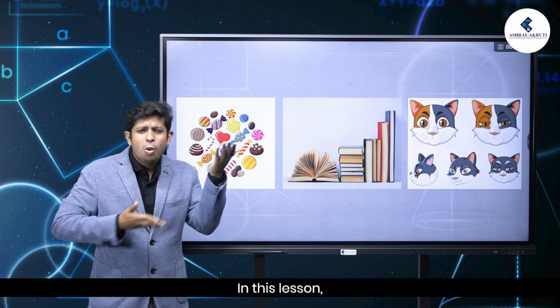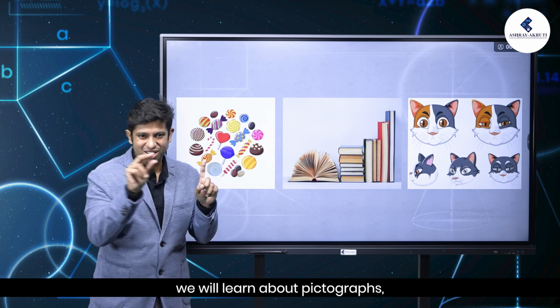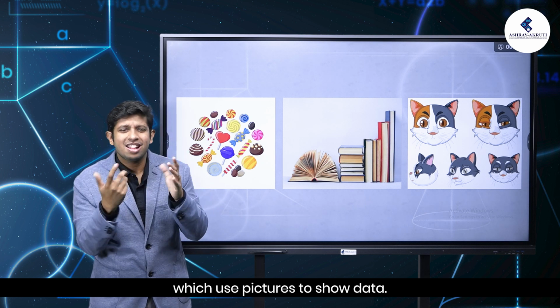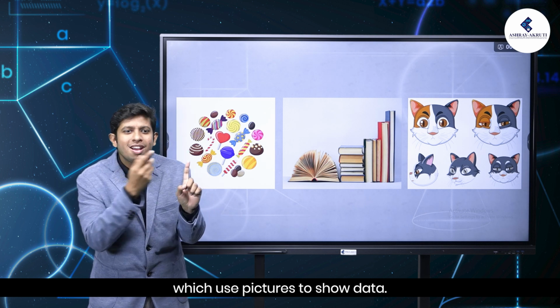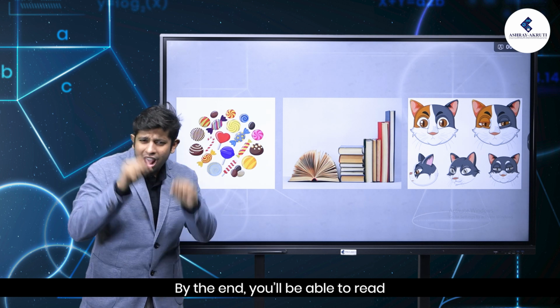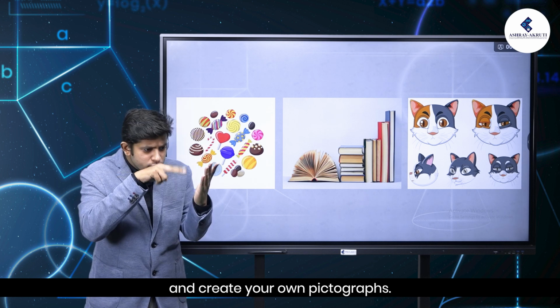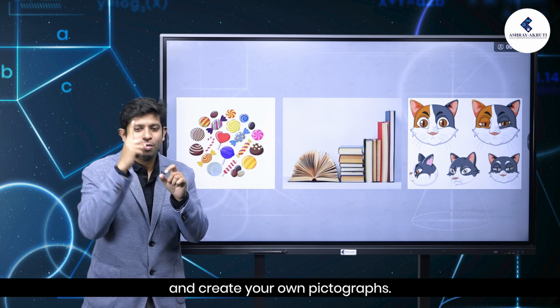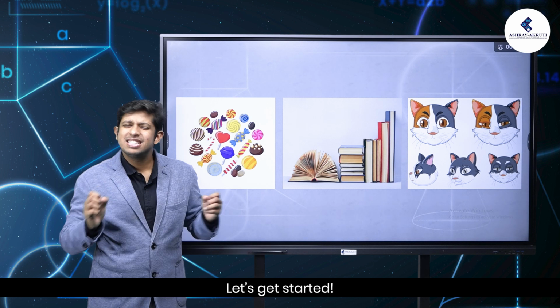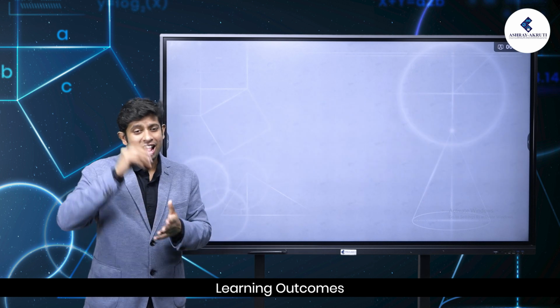In this lesson, we will learn about pictographs, which use pictures to show data. By the end, you will be able to read and create your own pictographs. Let's get started. Learning outcomes.